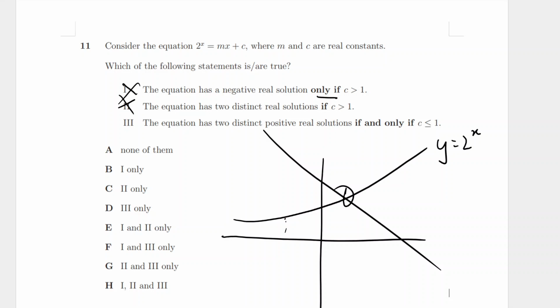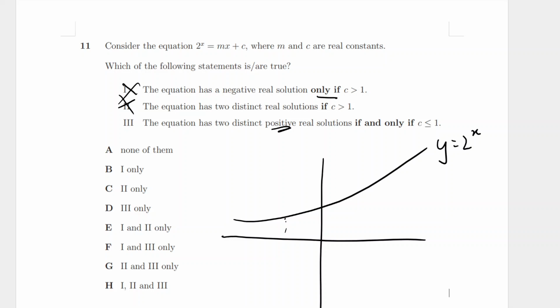Okay, 3. The equation has 2 distinct positive, okay, this is a really important word, positive real solutions, if and only if c is less than or equal to 1. Okay, so now I need 2 distinct positive real solutions. So imagine that my line starts, for c greater than 1, suppose. Now we know that if there's a negative gradient, then there's no way, right? There's only 1 solution. Now, would it be possible for you to draw a positive gradient line such that it has 2 distinct positive real solutions? Not quite, it seems. So that means that c has to be less than or equal to 1.